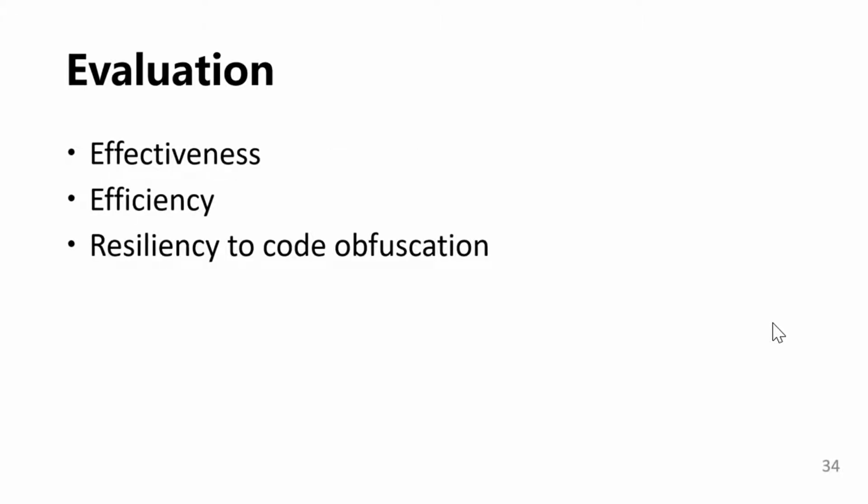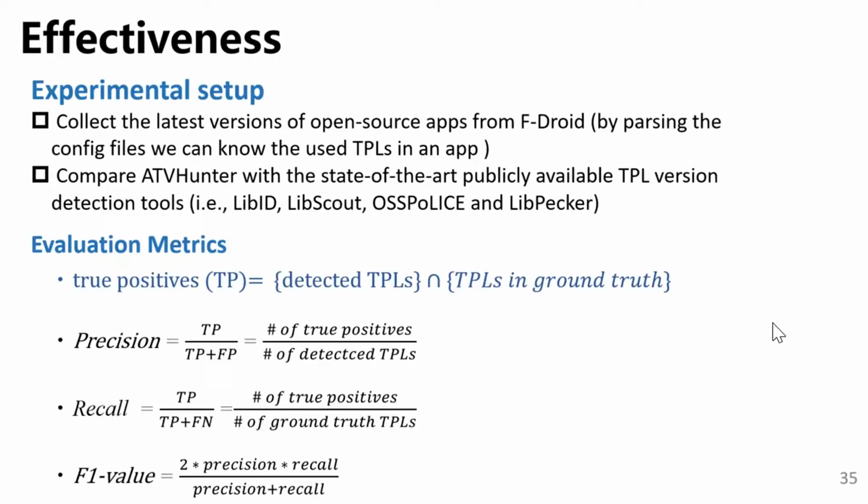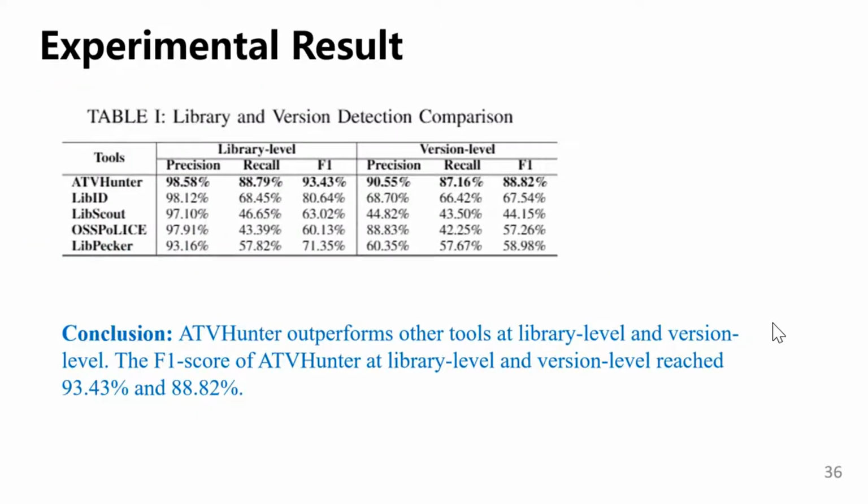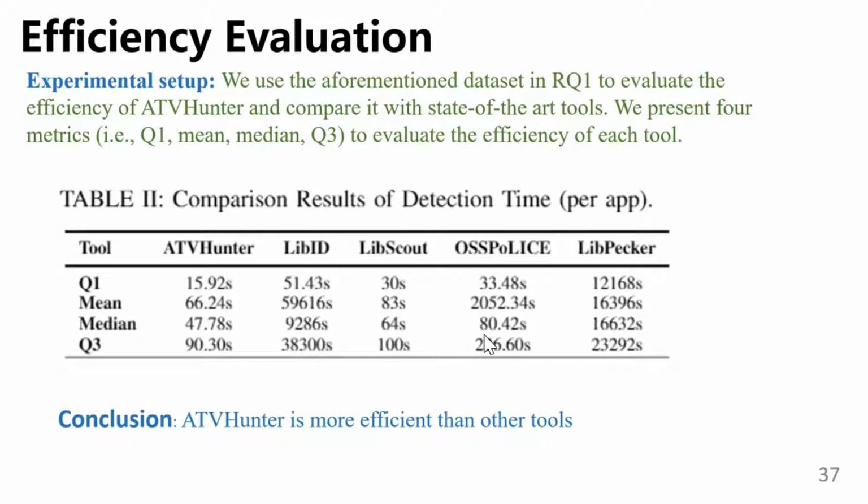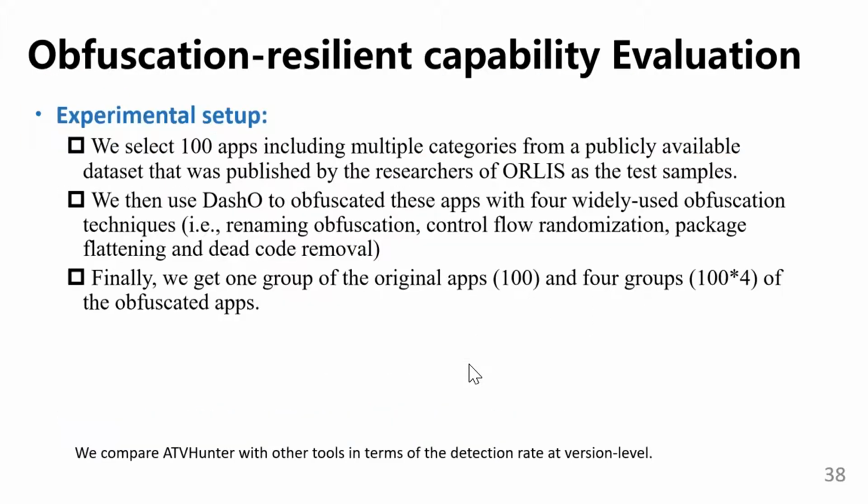For the evaluation part, we use 3 metrics to evaluate ATVHunter and the state-of-the-art TPL detection tools. Because the time is limited, we won't go into the details. We find that ATVHunter can achieve good performance at library level and version level. ATVHunter is also more efficient than other tools.